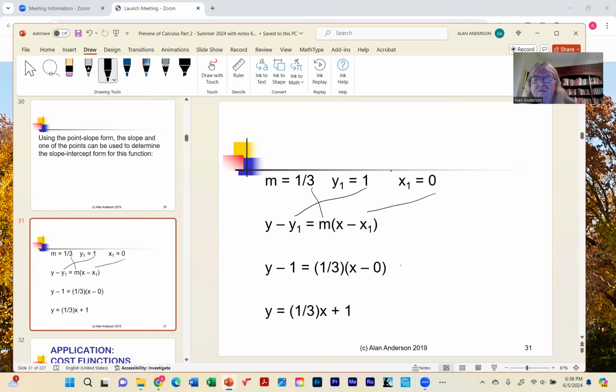This is our point slope form. Although here you would, of course, write this as just x. And then this, after doing some algebra, you can see this is the slope intercept form.